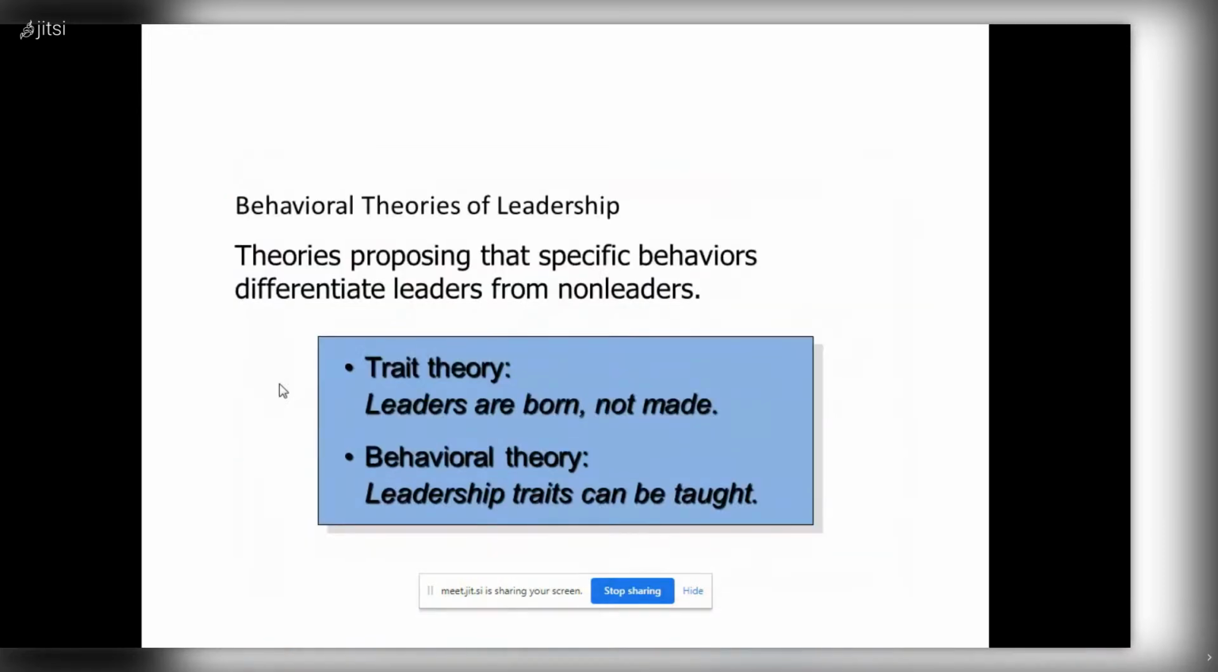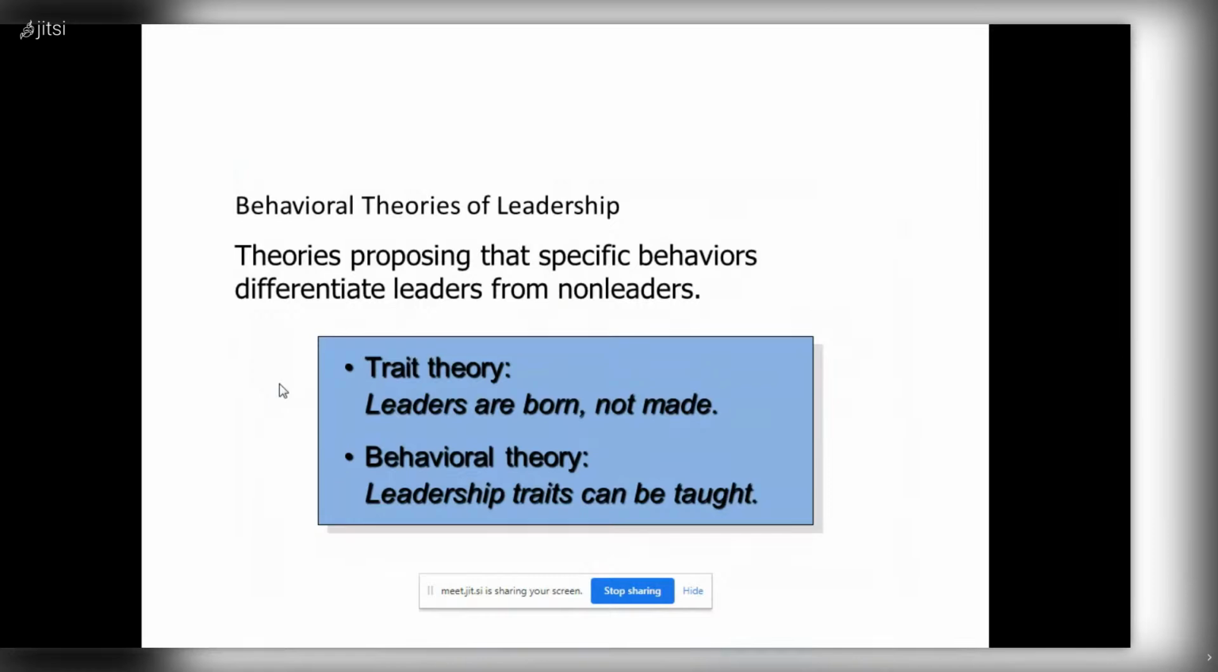We have another very important theory, one of the theories of leadership: behavioral theories of leadership. These are theories proposing that specific behaviors differentiate leaders from non-leaders. This is the conclusion actually from the behavioral theory.